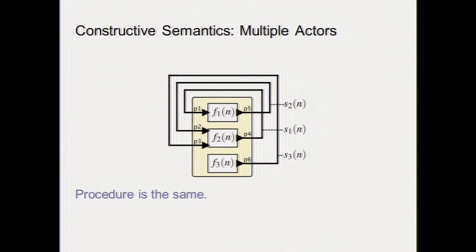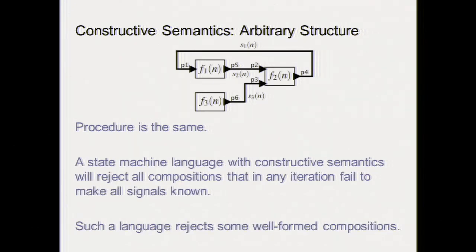Multiple actors, same thing. So if you have three FSMs, you combine them, and then you apply this very same procedure. And you can have an arbitrary structure, whatever you want, the procedure is always the same. So now, a state machine language with constructive semantics will reject all the compositions that in any iteration fail to eliminate all the unknowns. Okay? And in fact, the way in which you compute the fixed point, again, as I repeated before, is to do the propagation. And if the propagation eliminates all the unknowns, happy.